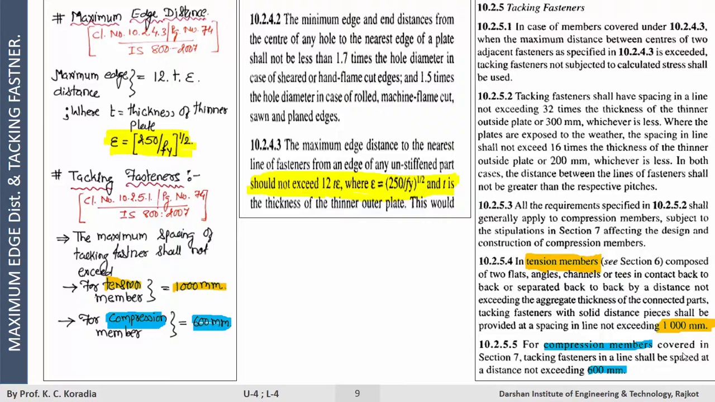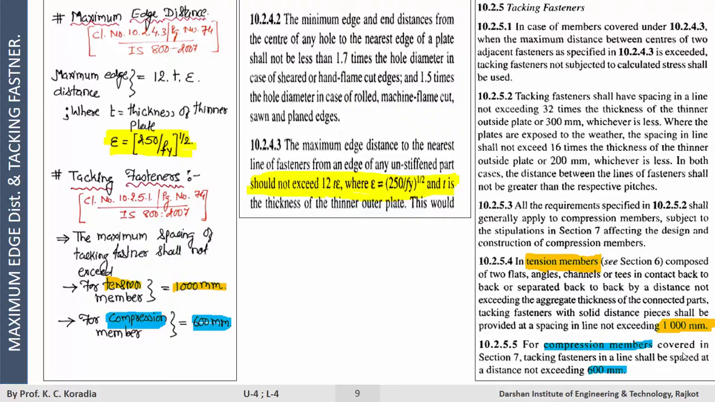Next is the tack fasteners. Tack bolts are additional bolts provided to satisfy the maximum pitch requirements of the steel structural members. When a member consists of two elements which are supposed to act as a single unit, then they are connected by tack bolts. They are used to prevent local buckling in compression members. We will see this in detail in our subsequent lecture.